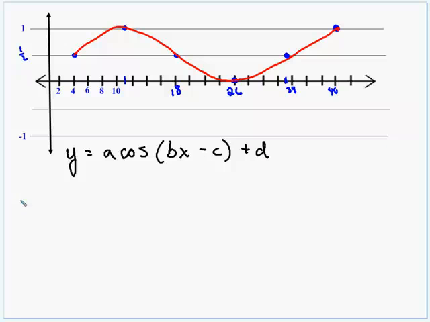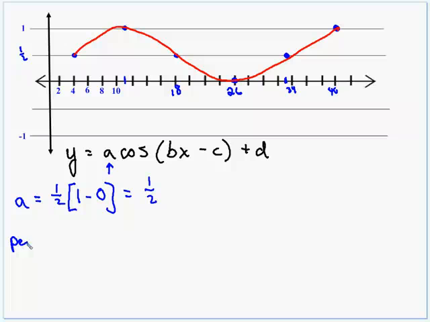The first thing is amplitude. Amplitude is half the difference from the peak to the valley. So 1/2. Our peaks occurred at a height of 1. The lowest we ever went down into the valley was 0. So 1 minus 0 is 1, times a half is 1/2. So our A value is going to be 1/2.